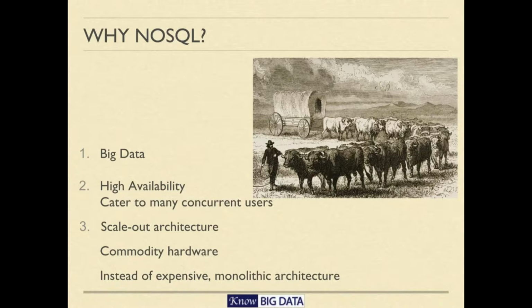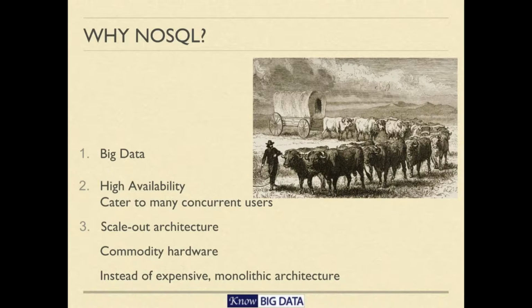These new genre of NoSQL databases provide you a way to store humongous data the way HDFS was providing you. Second, high availability, meaning in case many requests are coming in, you would still be able to cater to them. And also for high availability, in case some of the machines go down, you would still be able to cater to the request. Third is scale out architecture.